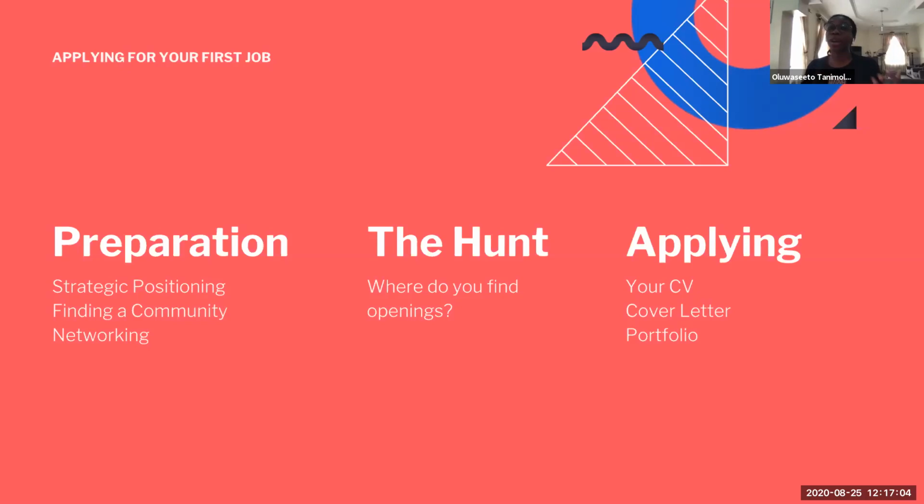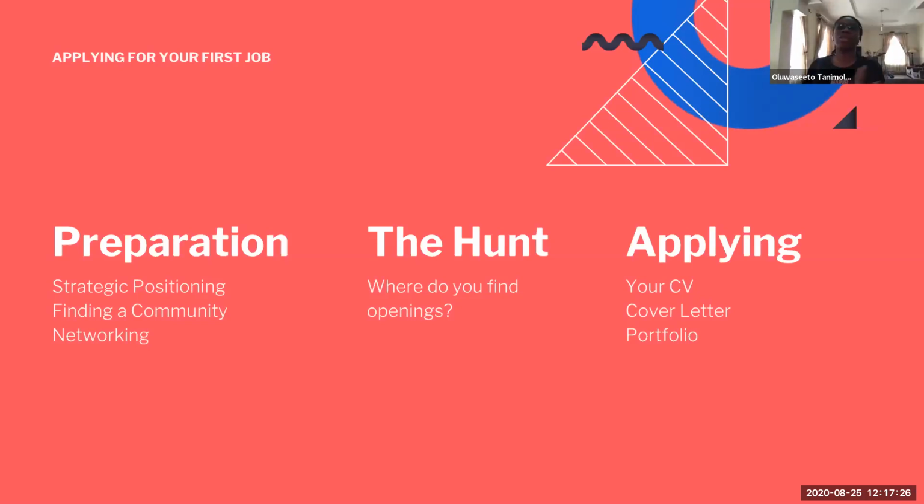And now that you've found the openings and you're applying, please, if you don't know how to prepare a product design CV, Google is your friend. You cannot just do anyhow and give it to them, because you are telling them that you're a designer. So you have to prove that this design thing that you are claiming, you actually know it to the end. So everything you do should be intentional.